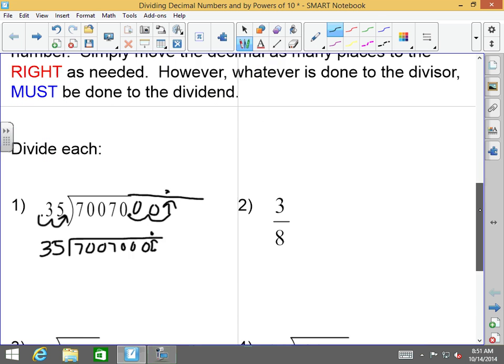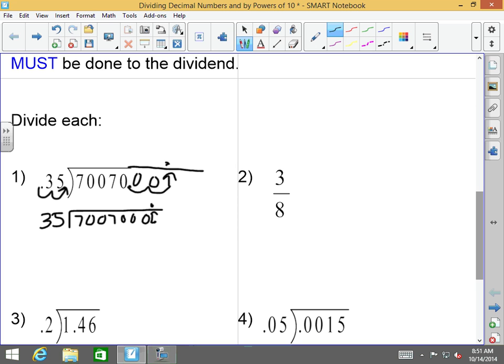Now let's divide. How many times does 35 go into 70? Remember your placement. The 2 goes over the 0 because 35 goes into 70 two times. It doesn't go over the second 0. It doesn't go over the 7. It doesn't go in the middle between 7 and 0. It goes over the 0 because 2 times 35 is 70. Subtract the product. That's 0. Bring down the 0. How many times does 35 go into 0? 0 times. So that's 0.